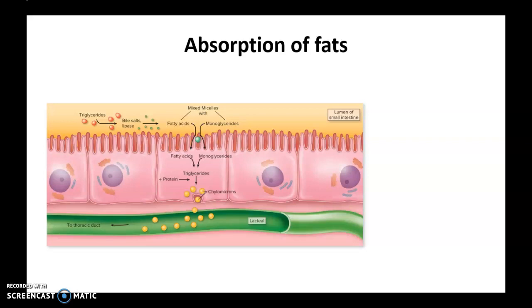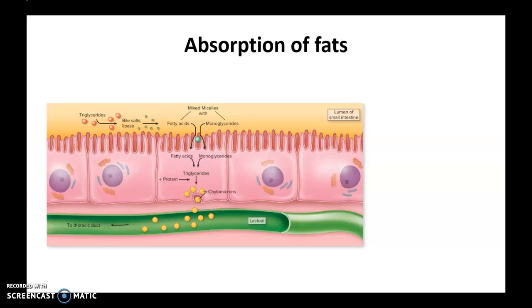So let's look into the lumen side of the small intestine. We do see triglycerides there. And we also see that the bile salts emulsify these triglycerides. And after that, the lipase works on the triglycerides and breaks them down to fatty acids and monoglycerides. Now, the fatty acids and monoglycerides also form mixed micelles with bile and other bile salts. And ultimately, fatty acids and monoglycerides are taken up by the intestinal cells, as you can see.